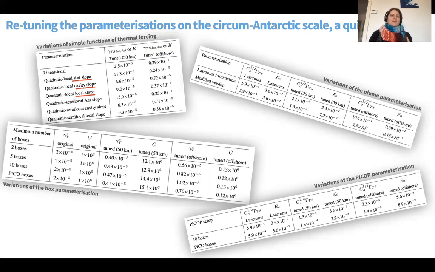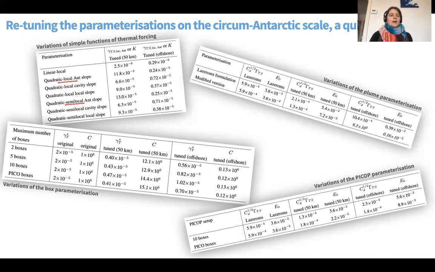Then for the simple parameterization, we have quite different variations that also result in different results. So that's why I quickly just want to introduce you to them. In the quadratic parameterization, there is the possibility to give information about the slope. And so we can define the slope in different ways. One would be to just assume a constant Antarctic slope. One would be to assume a cavity slope, so one slope per ice shelf. And one would be really to assume a local slope on the grid cell level.